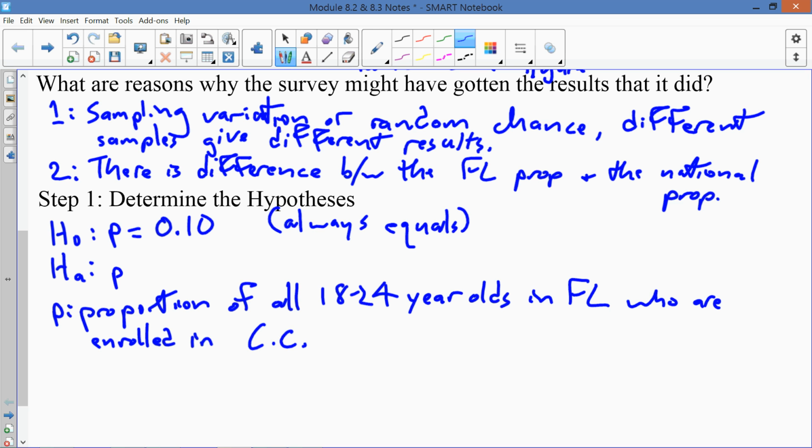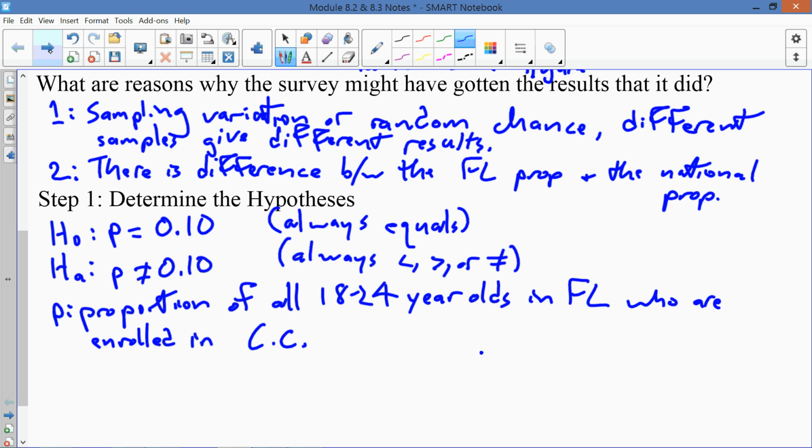Okay, the alternative hypothesis is always an inequality, and it's what would be true if number two is correct. It says there is a difference between the Florida proportion and the national proportion. That would mean that P is not equal to 0.10. So this is always an inequality, which could be less than, greater than, or not equal to. That's sort of what we're trying to test. We're trying to test whether that's a more likely explanation. Right, so those are our hypotheses, the null and alternative.